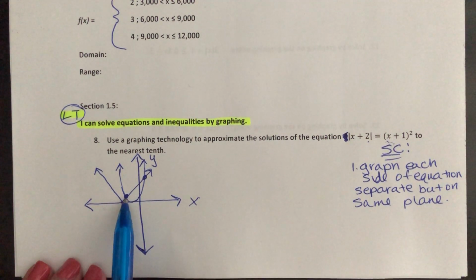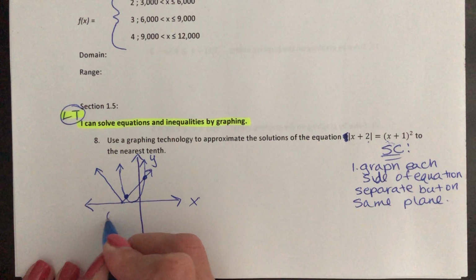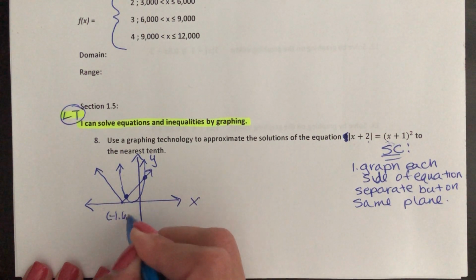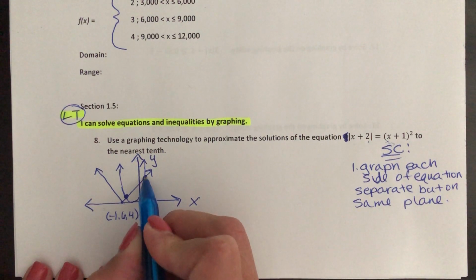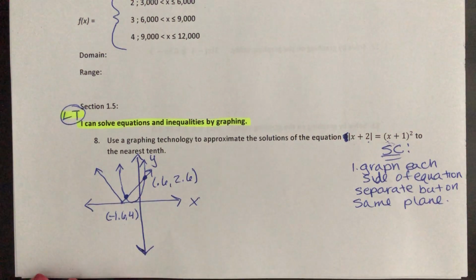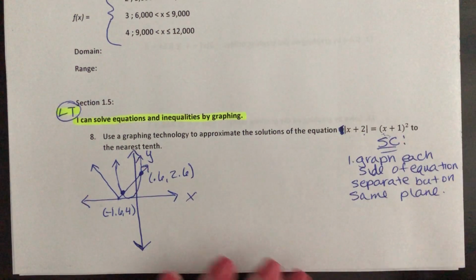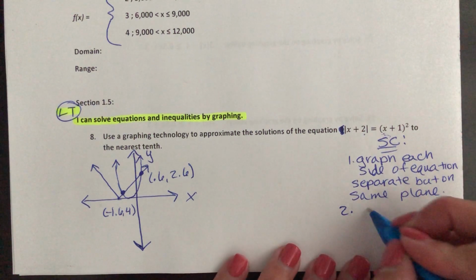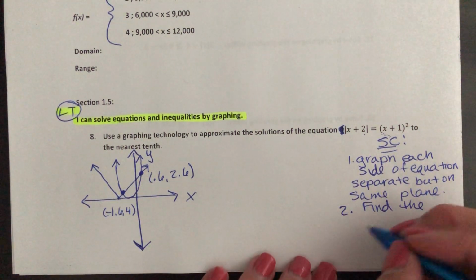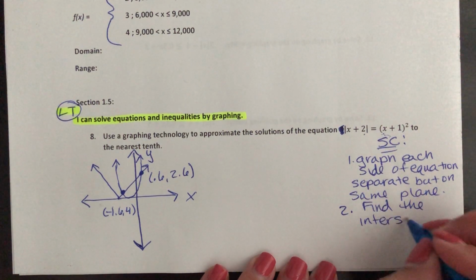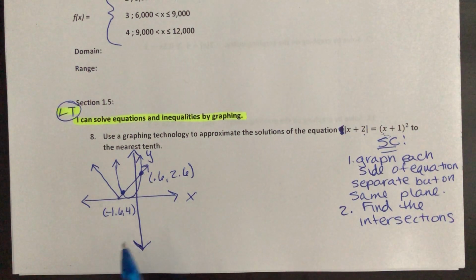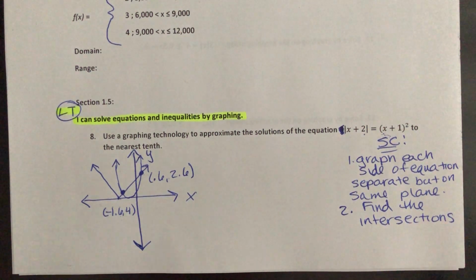So this first intersection here is the point negative 1.64, and then this intersection here is the point 0.6. Oh, kind of jumped ahead here. So that was step 2. Step 2 is to find the intersections. So those were the two intersections. So after you graph it, you locate the intersections, and then you write your answer as an ordered pair.